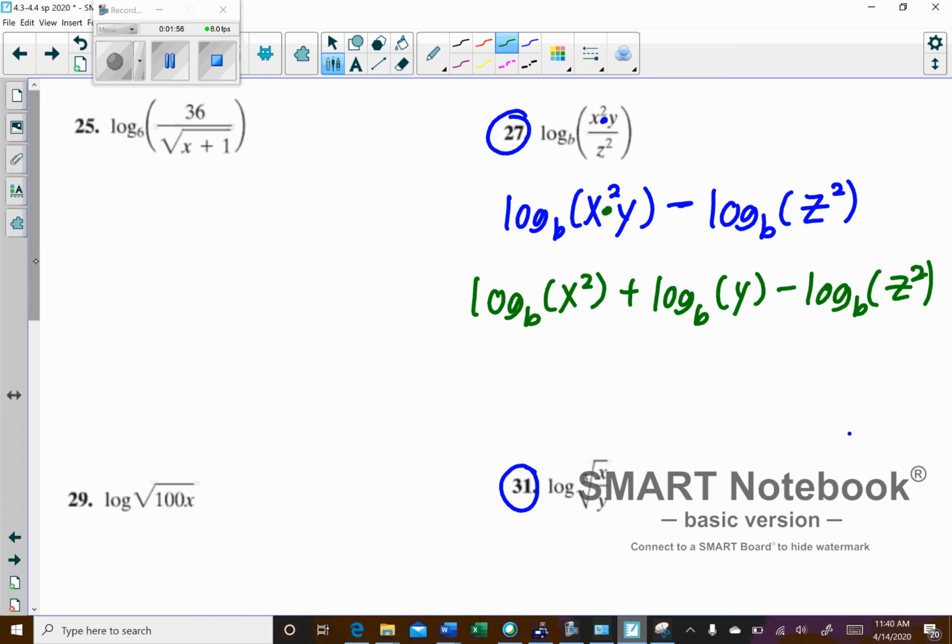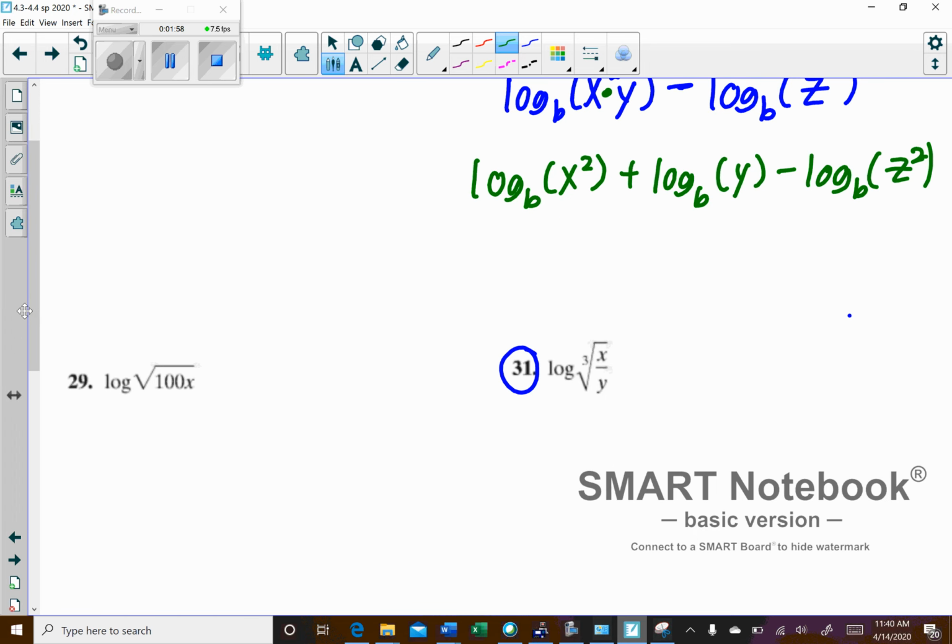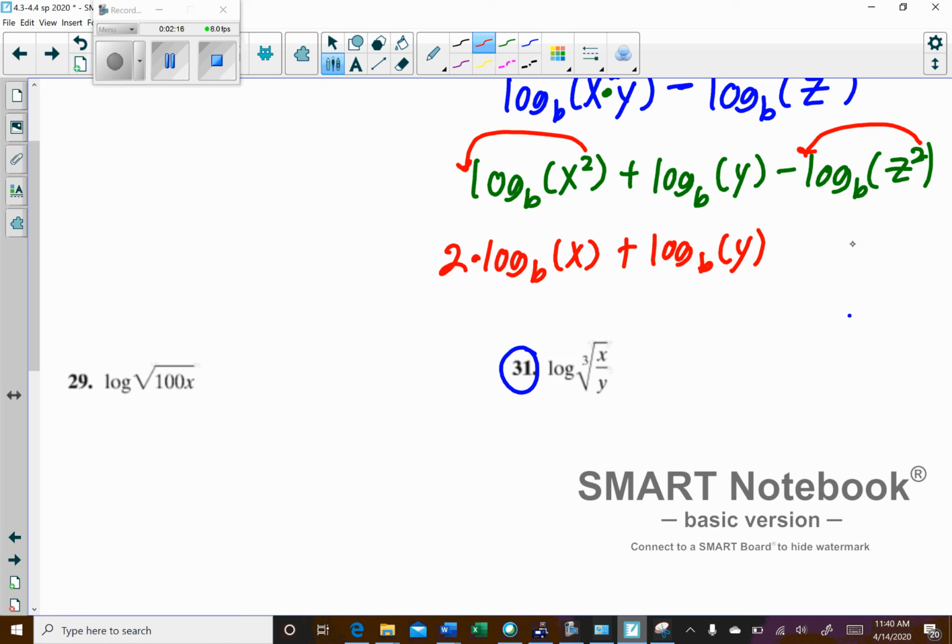Okay, and the last thing we're going to do is the power rule. We're going to take those powers and put them in front as a product. So our final result would be 2 times log base b of x plus log base b of y minus, and then that 2 goes in front, log base b of z. And that's what we're looking at.